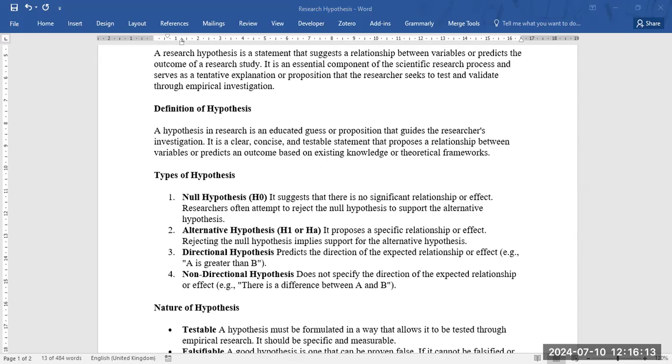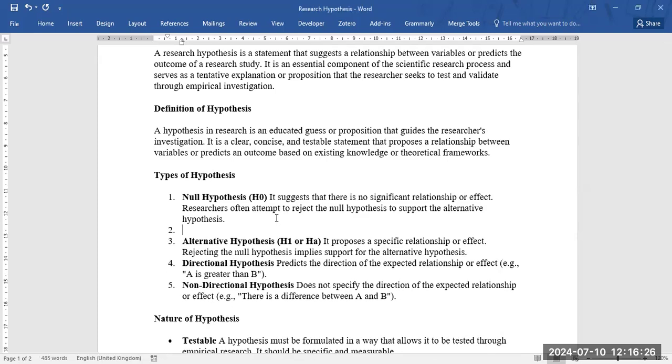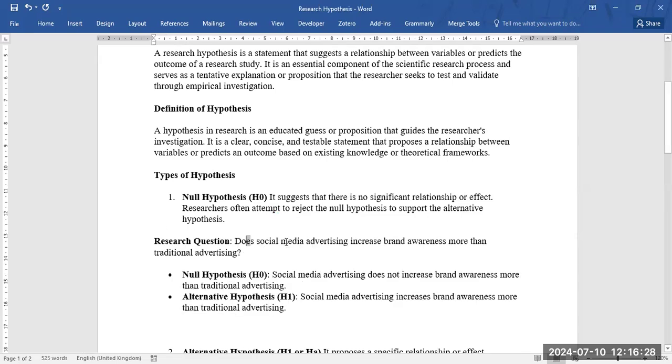Rejecting the null hypothesis. That means, we can say some example. Right? We can see null hypothesis. Does social media advertising increase the brand awareness more than traditional advertising? This is a research question. So based on that, a null hypothesis can be derived. That means social media advertising does not increase brand awareness more than traditional advertising.